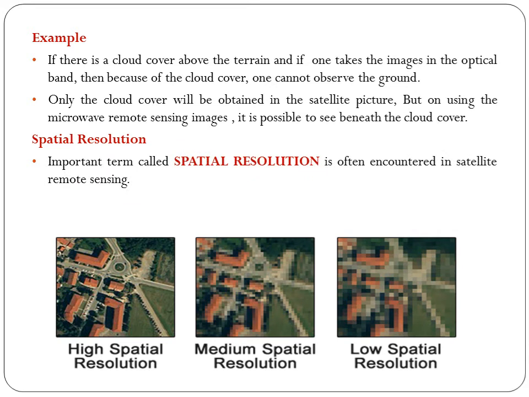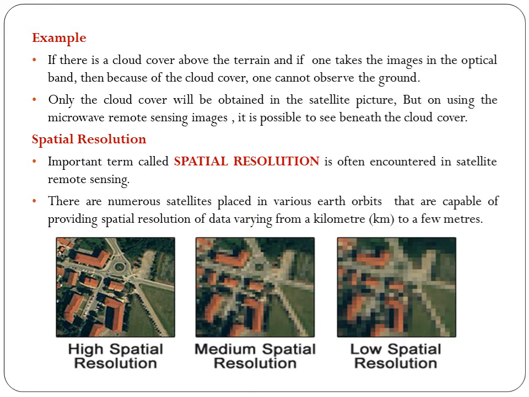The important term called spatial resolution is often encountered in satellite remote sensing. There are numerous satellites placed in various Earth orbits that are capable of providing spatial resolution of data varying from a kilometer to a few meters. So I can see a low spatial resolution, which is obtained from a few hundreds of kilometers, or 10 kilometers, 50 kilometers like that. If I enhance it to a few kilometers, we get a medium spatial resolution, where we can see this type of resolution of the image of the Earth that we want to cover.